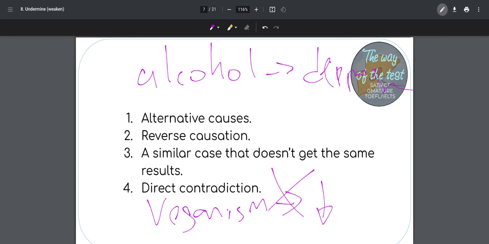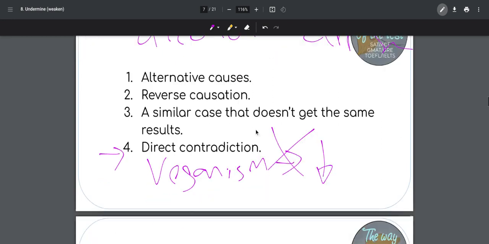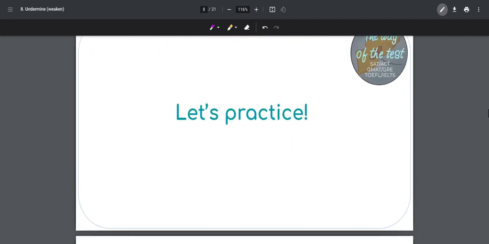And finally, we have a direct contradiction. Here, we are allowed to have a direct contradiction. Instead of finding another case, one person who's an alcoholic or one person who's a vegan and doesn't have any problems, we're going to look at the study and say, hey, your study is wrong. Whatever you did in the study is wrong for this or that reason. That's direct contradiction. Okay, copy these causes, pause the video, copy this. We're going to move on.